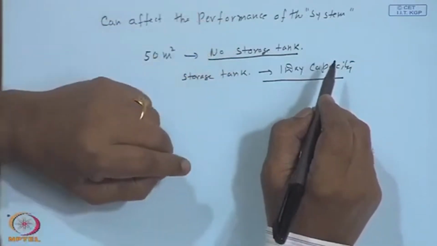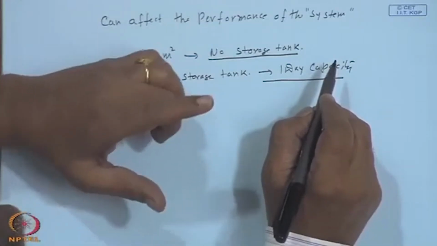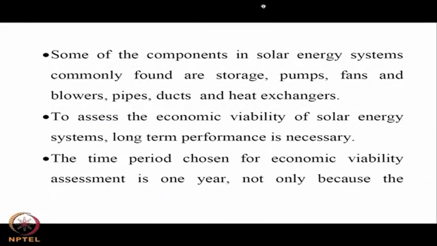The system performance can critically depend upon the component performance, though the collector is an essential and most important component in the system, which we had already mentioned.